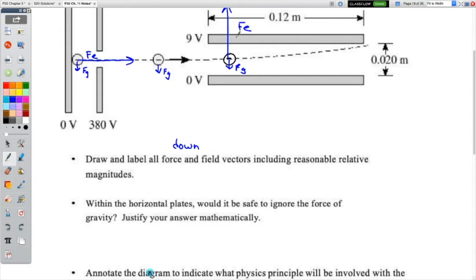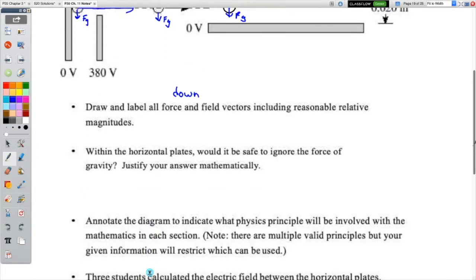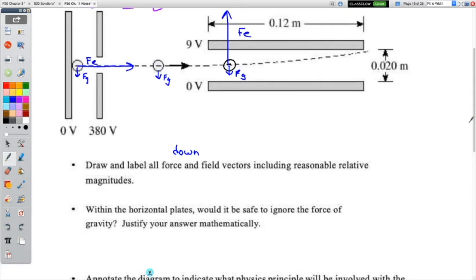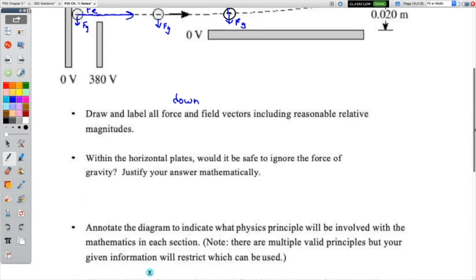Is it going to be basically nothing compared to the electrostatic force? Okay, because most times, when you subtract the force of gravity from the electric force, or add it if they were in the same direction, you'll end up not even noticing on your calculator because it's so much smaller. But let's just see.